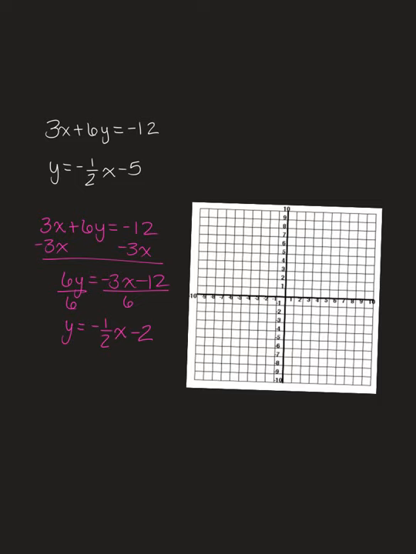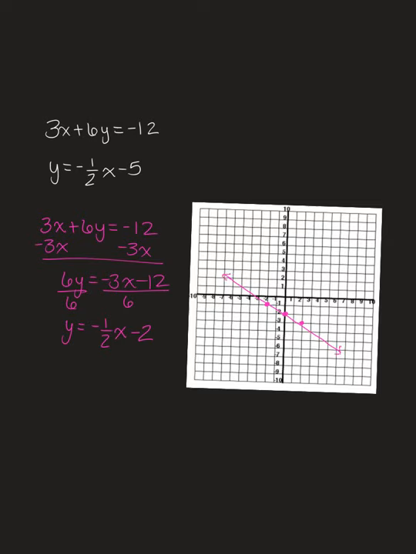Okay, so I'm going to graph this one here. So I start at negative 2, and I have negative 1/2 as my slope. So I go down 1 to the right 2, or up 1 and to the left 2. So I have a negative slope here. Okay, so there's my line.